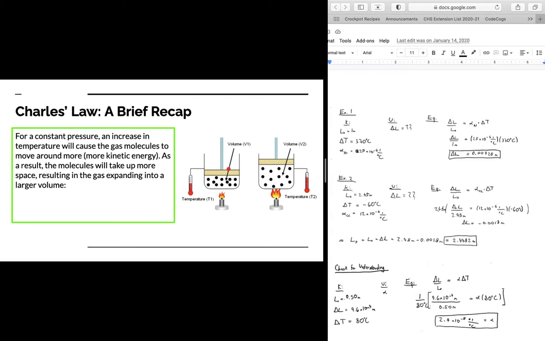All right, if we have a container that's able to expand, like this container right here, okay? An increase in temperature will cause the gas molecules to move around with more kinetic energy. So as a result, the molecules will take up more space, resulting in the gas expanding into a larger volume, okay? And again, because our container is able to expand, the pressure doesn't increase. The pressure remains constant. It's the volume that increases, okay? So we see there's a direct relationship between temperature and volume. I don't know why I have pressure there. That should say temperature, not pressure.